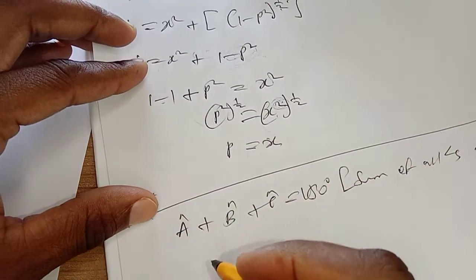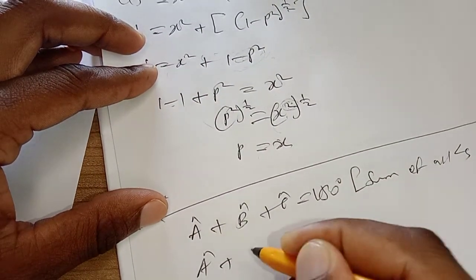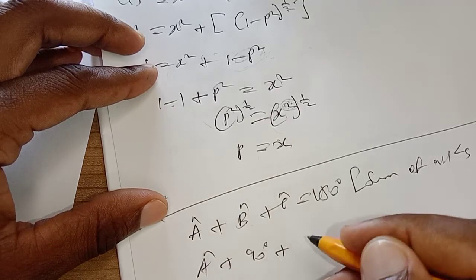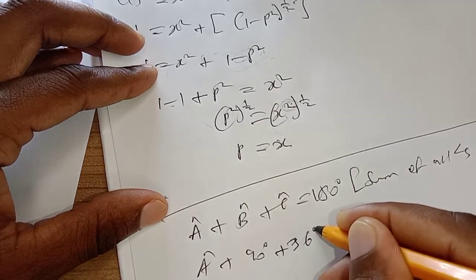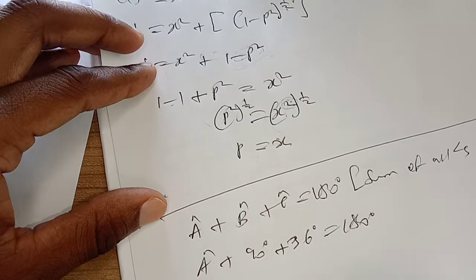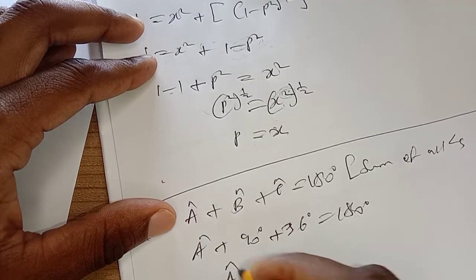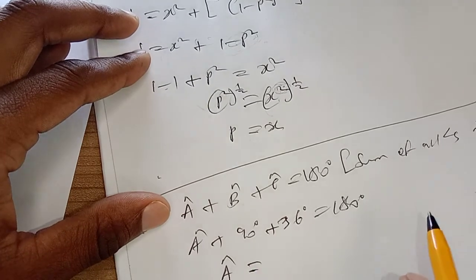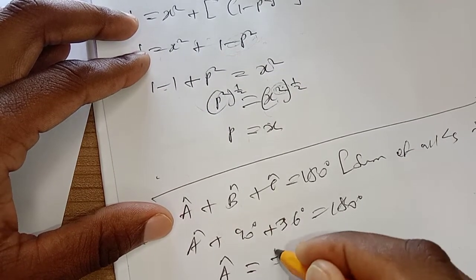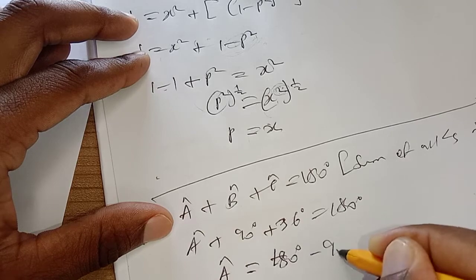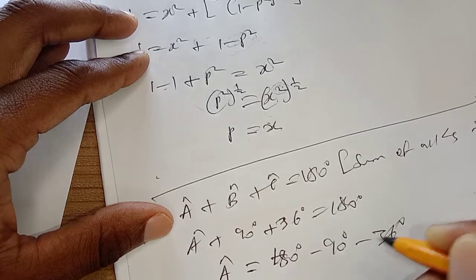Then we are looking for A. Then our B is 90 degrees. Our C is 36 degrees. All of them should be equal to 180 degrees there, okay? Then here, you can add them here or take them across to add to the other side, okay? Here's 180 degrees subtracting 90 degrees subtracting 36 degrees.